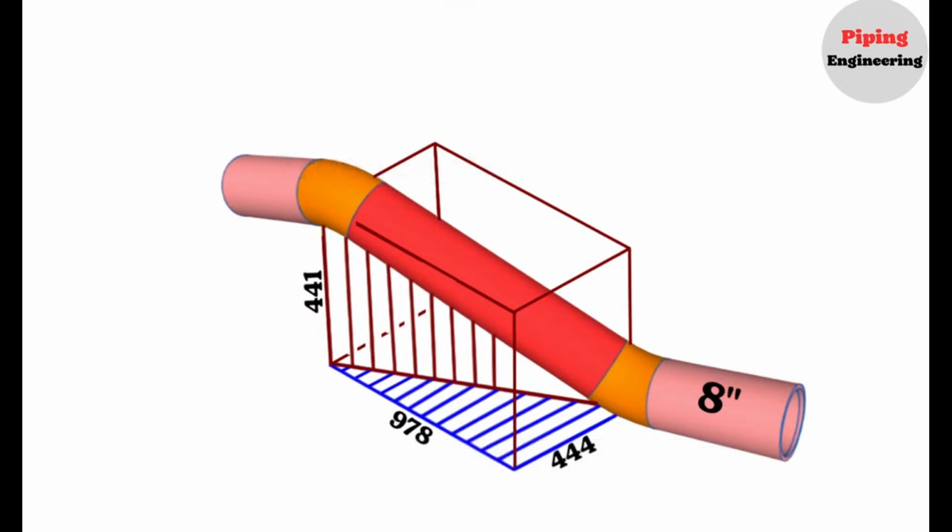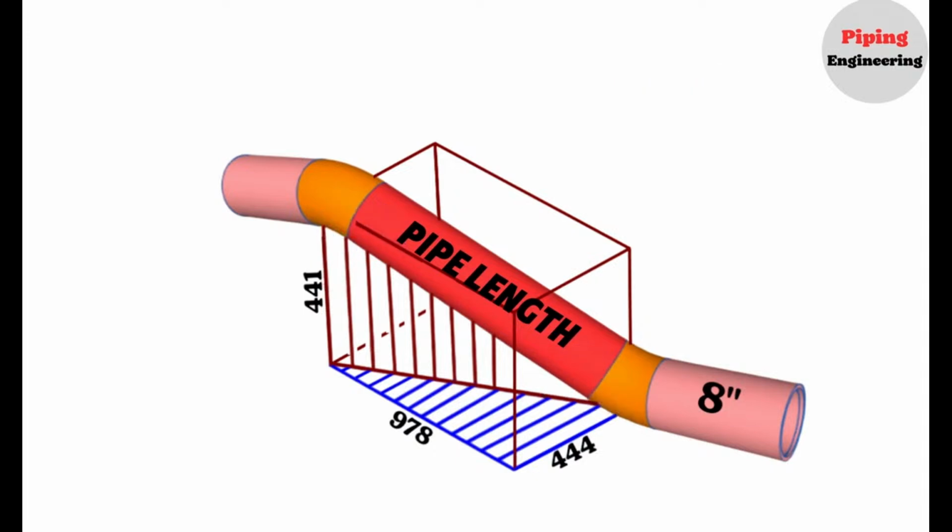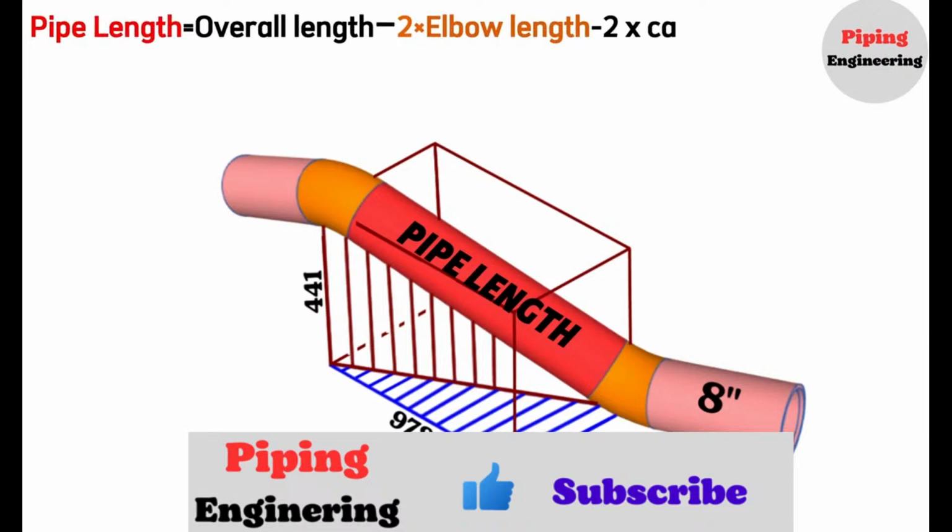To determine the length of a pipe section between two elbows in a pipeline, we will follow these steps. Calculate the overall length and the center-to-center distance between the two elbows. Determine the angle, length of the elbows, and their takeoff dimensions. Finally, subtract the elbow lengths and welding gaps from the overall length. The formula can be expressed as: pipe length equals overall length minus 2 times elbow length minus 2 times gaps for welding.